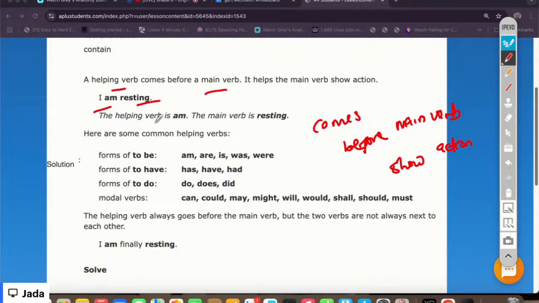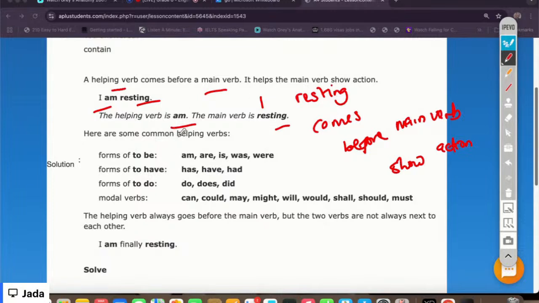Now, the helping verb here is am, and if you do not use am in that sentence, it makes the whole sentence incorrect. Because imagine saying I resting. Now, this is incorrect, right? Because resting is the main verb and the one that shows action. So the helping verbs are very important. It balances the sentence and it helps the main verb show action.